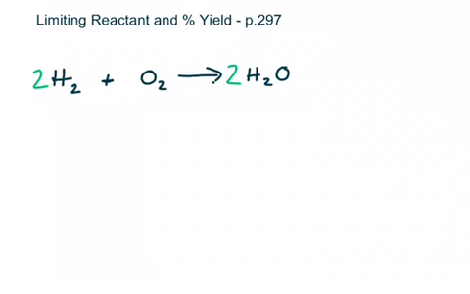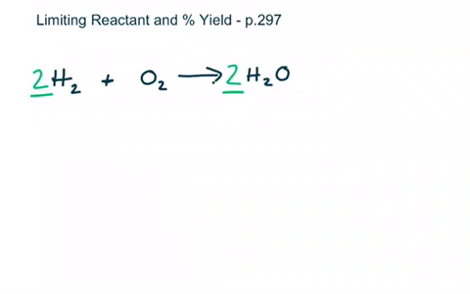And of course, as we've talked about, it's important to start off with a balanced chemical equation in order to satisfy the law of conservation of mass. So therefore, we have the two coefficients that we've inserted.